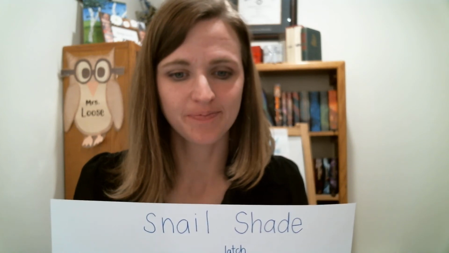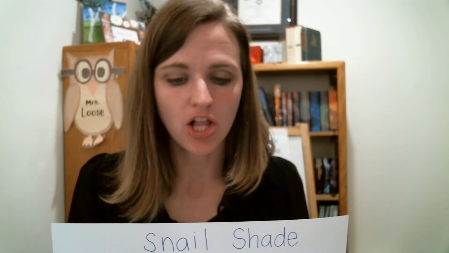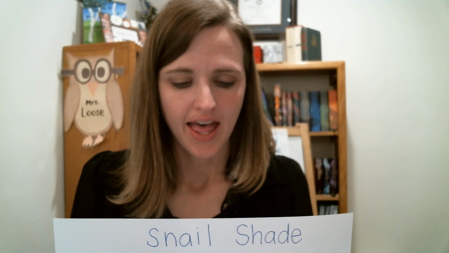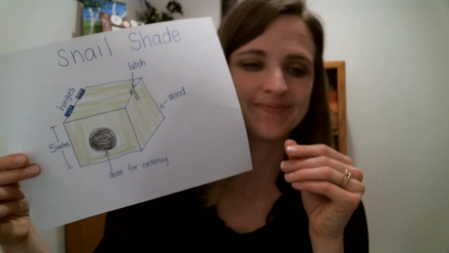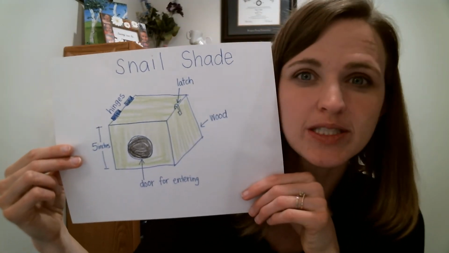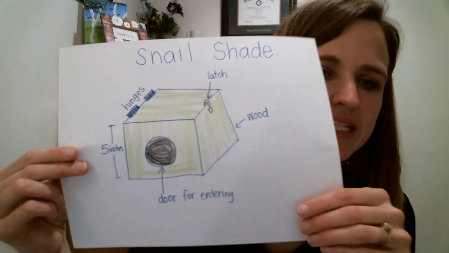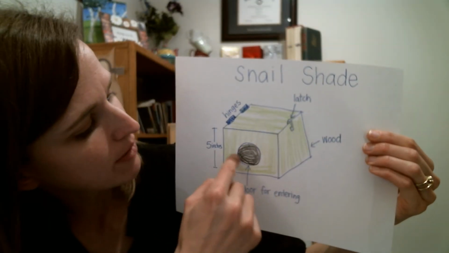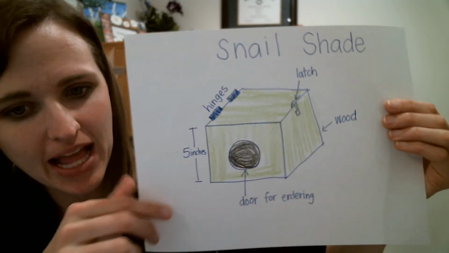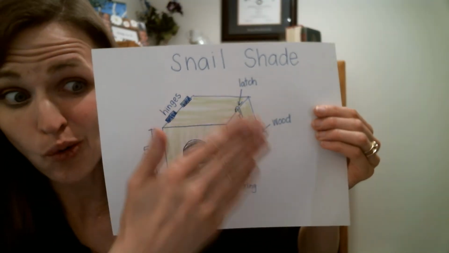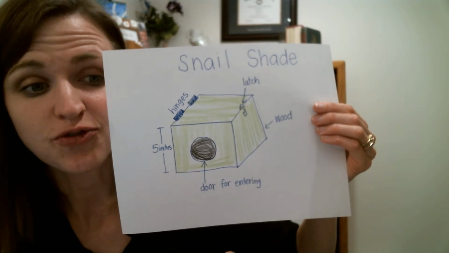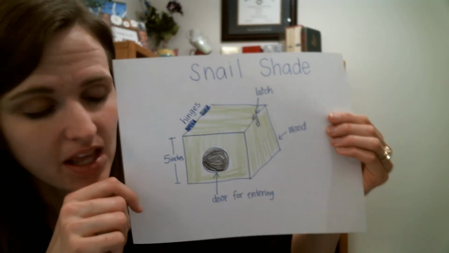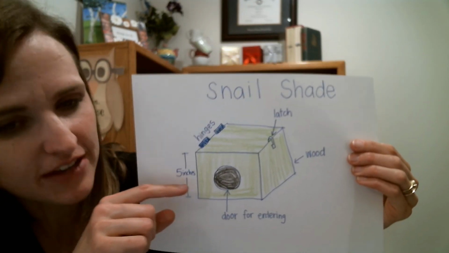I chose to make a snail shade. I decided to make my model on paper so I could draw it. And I drew it out. I used some labels because I thought that might help everybody know about my snail shade. My snail shade has a door right in the center here. It's just that black circle. That's not like a door, it's a hole. And it's for entering inside. My snail shade is only 5 inches big.